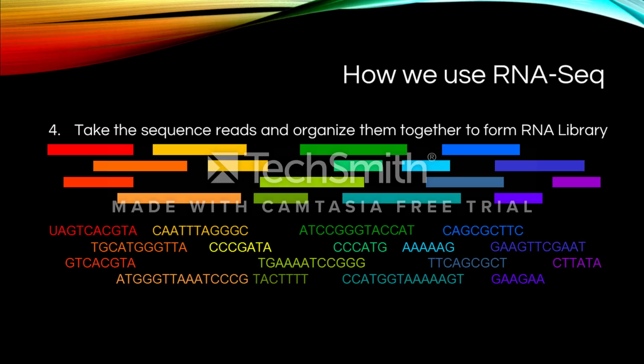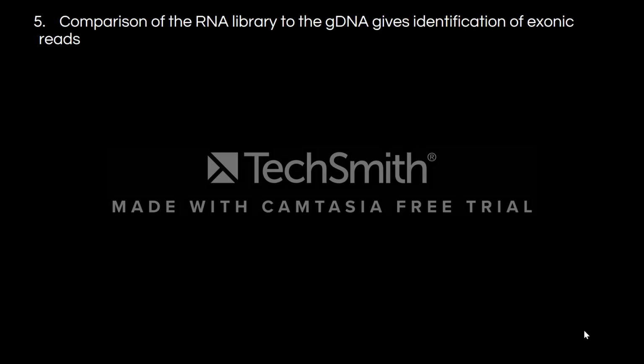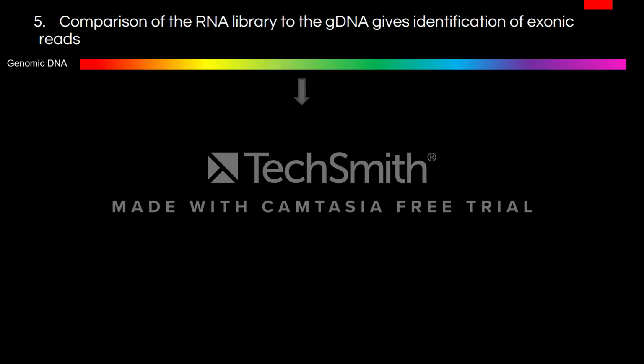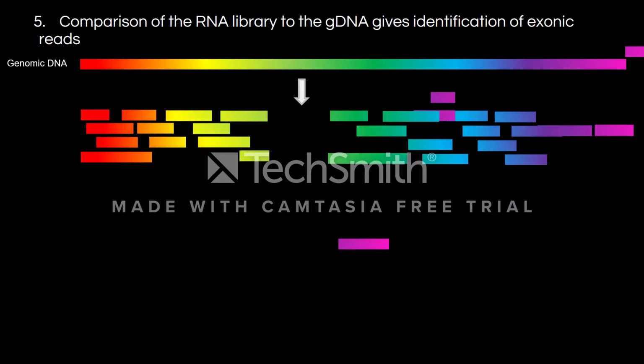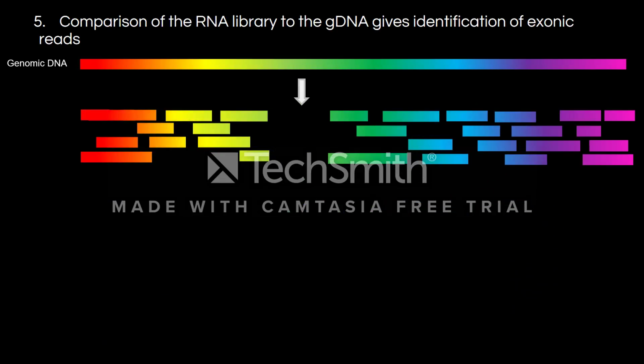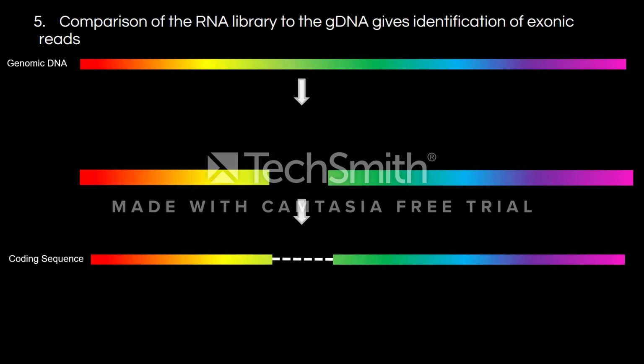The computer then processes the sequences of the fragments and aligns them with each other using base pair complementarity. Once all of the fragments have been aligned, the transcripts have all been sequenced. This collection of sequence is called the RNA library. Once an RNA library has been established, the library can be compared back to the genomic DNA sequence in the form of those overlapping fragments, which can be combined into contiguous sequences corresponding to the coding sequence of the transcript.